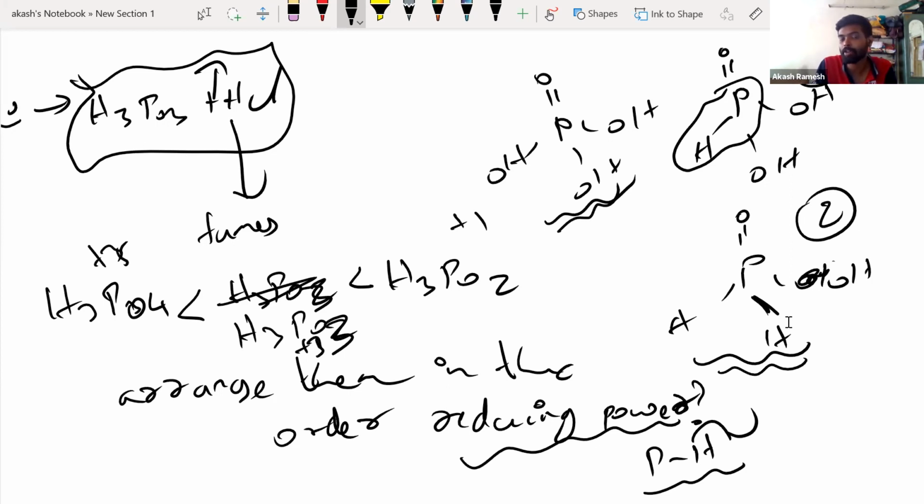This will go for another group also: HClO4, HClO3, HClO2. Again, the same thing will come, the reducing power. Everybody understood? Why is it like this? I hope everybody understood. I have a doubt. So we can say that if fewer POH bonds are there, more strong reducing power? No. You must tell that the more PH bonds are there, the more reducing power. That's what you must tell. Okay, sir. Okay, right. Done.